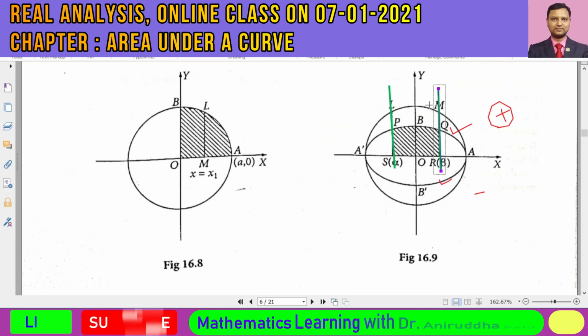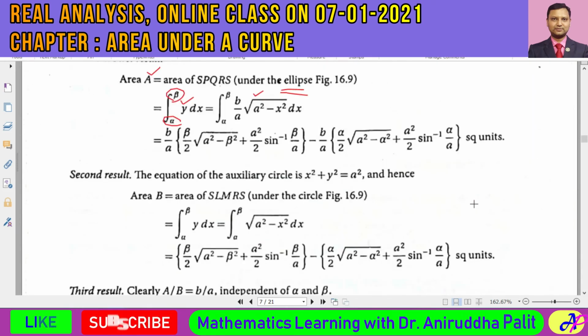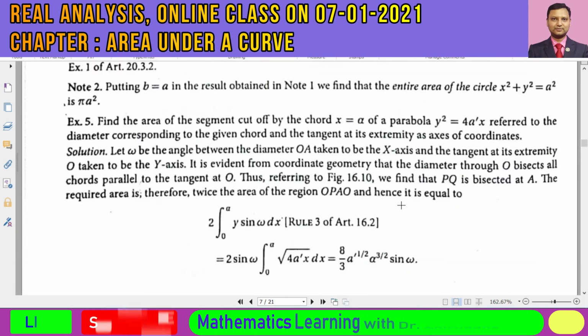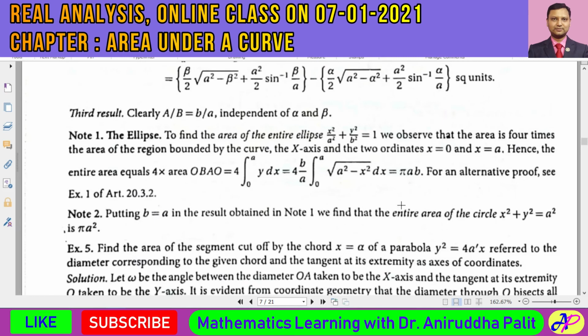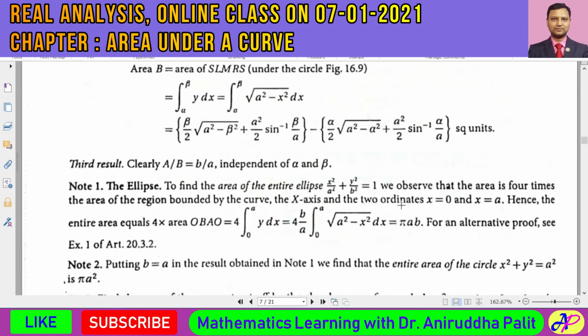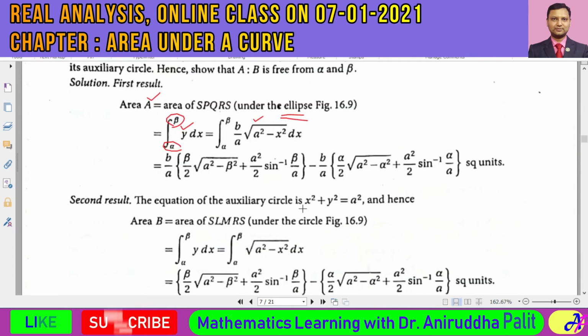Now we will have to find out the area under this circle. What is the equation of the circle? You see, the radius would be equal to the semi-major axis, small a. Therefore, the equation of the circle would be x square plus y square is equal to a square. Is it written properly? Yeah, this is over here: x square plus y square is equal to a square.